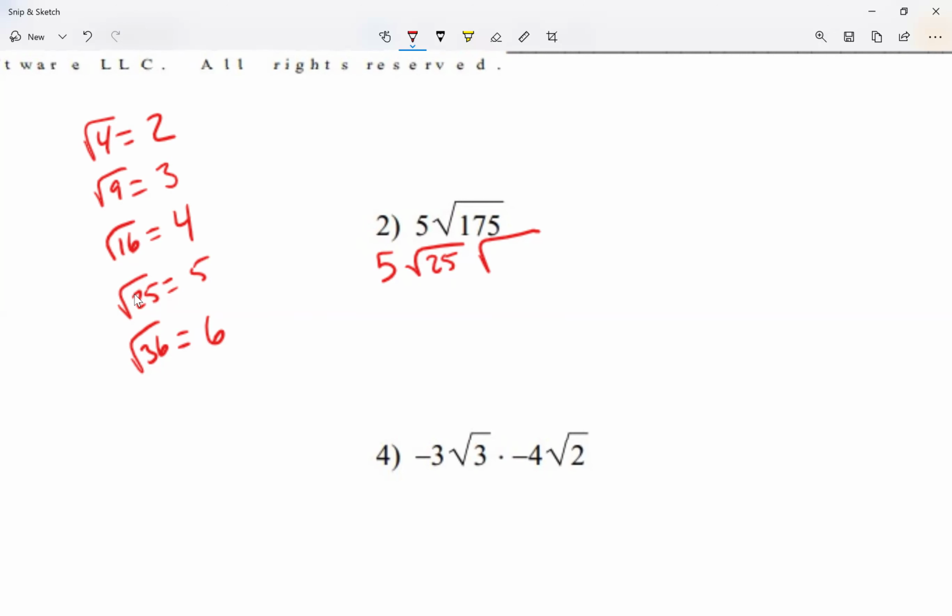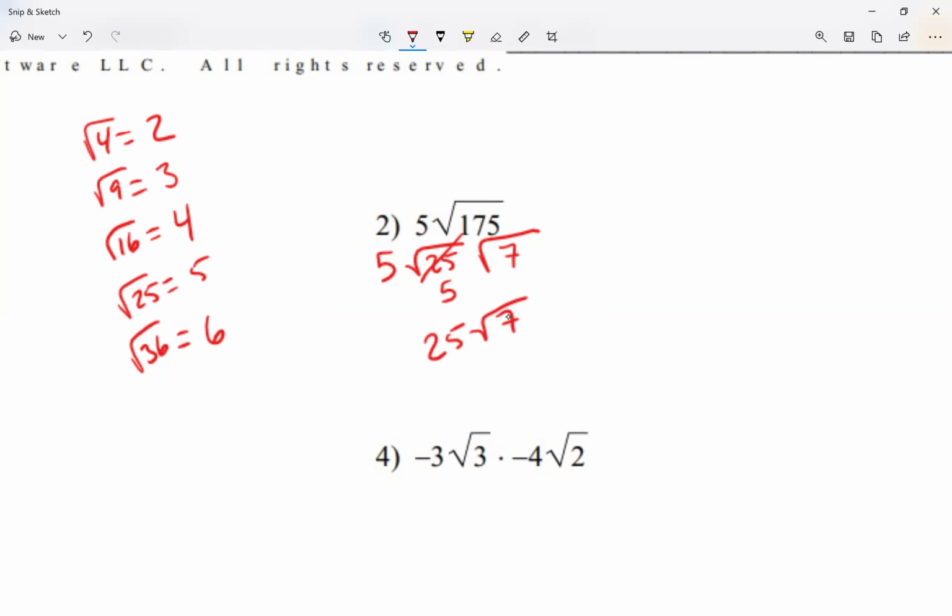Grab my calculator. 175 divided by 25, it says 7. Oh, not a decimal. So good, I can use it then. So now I know that 25 times 7 is 175. Yep, the square root of 25 becomes a whole number. Now multiply your whole numbers. 5 times 5. So I'm going to say my answer is 25 radical 7.